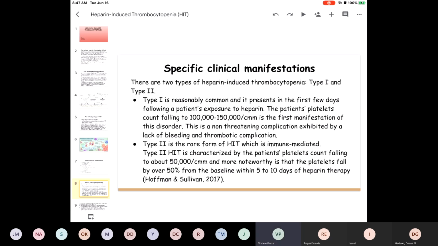Type 2 is the unusual form of HIT, which is immune-mediated. Type 2 HIT is characterized by the patient's platelet count falling to about 50,000. And more noteworthy is that the platelets fall by over 50% from the baseline within 5 to 10 days of heparin therapy.